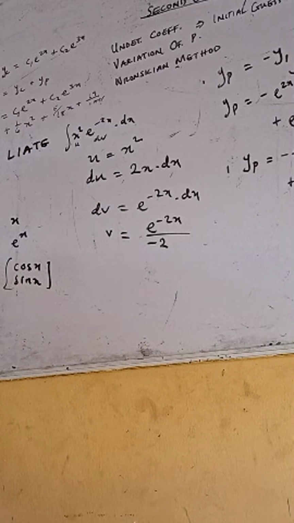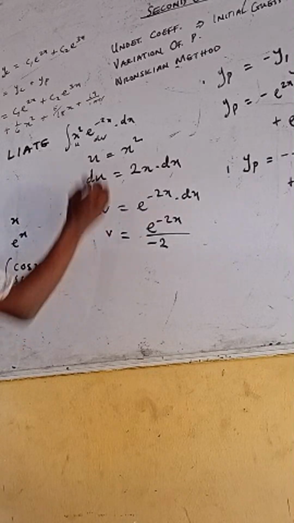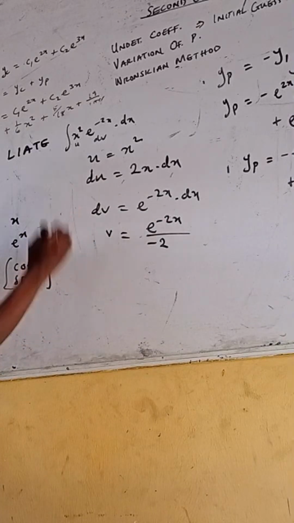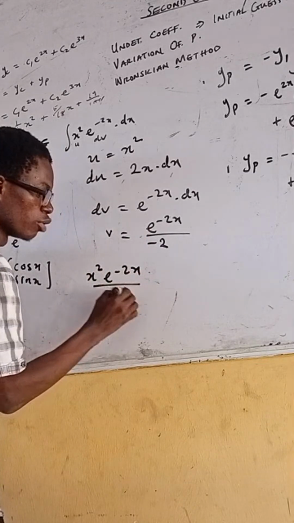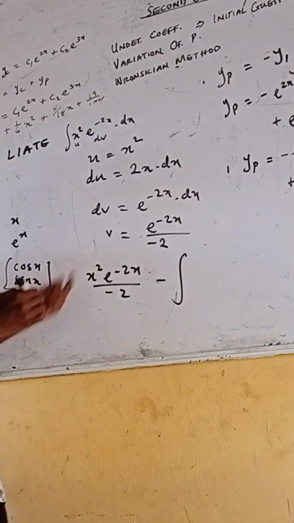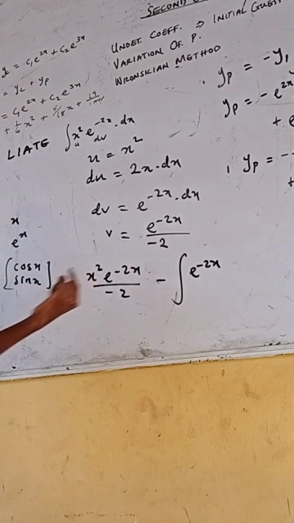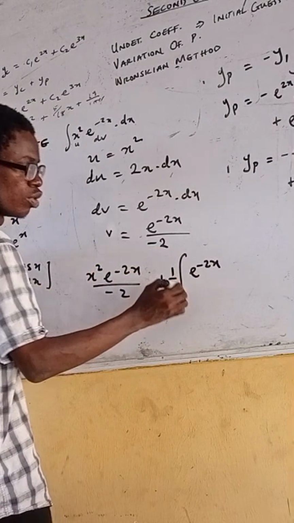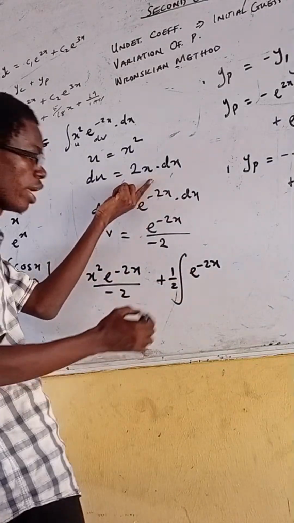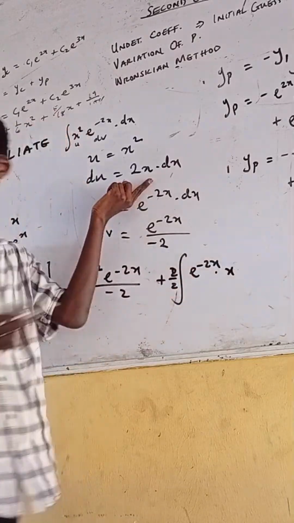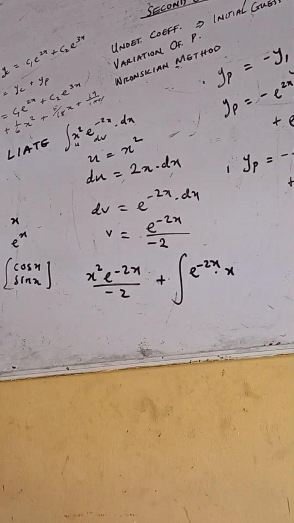Okay, so let's continue. We are using u dv equals uv minus the integral of v du. What's my u? x squared. What's my v? e to the minus 2x over minus 2, minus the integral of v du. In the integration, I can bring the constant out, so this will turn to plus 1 over 2. Now, what's my v du? This is my v. What's my du? 2x. That means I can write x here and bring the 2 out, so this will cancel.